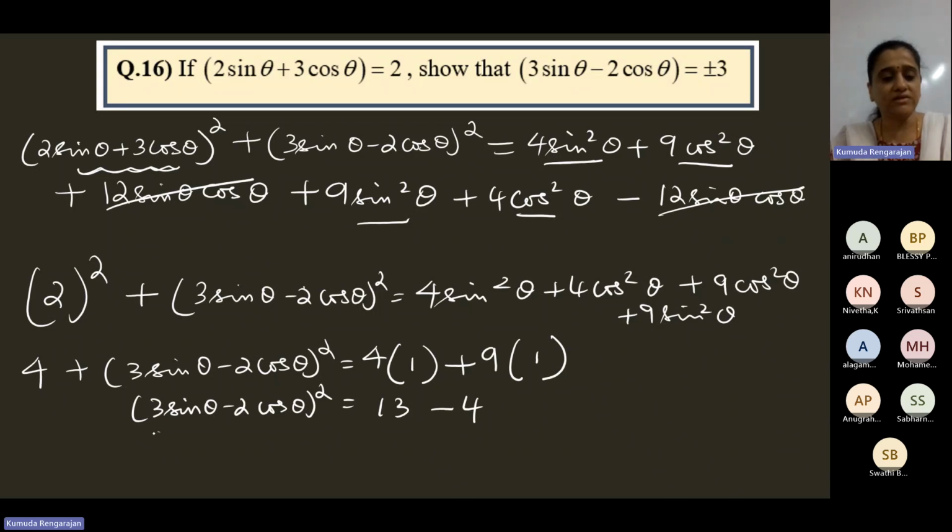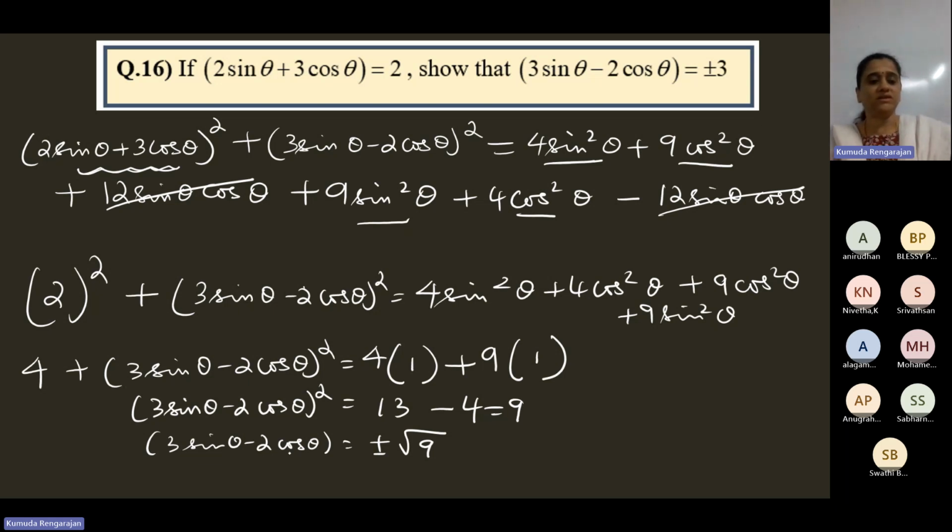So 3 sine theta minus 2 cos theta, whole square, is 9, because 13 minus 4 is 9. So 3 sine theta minus 2 cos theta will be equal to plus or minus square root of 9, which is plus or minus 3. So we proved that the value of this expression is plus or minus 3, what we had to prove, right?